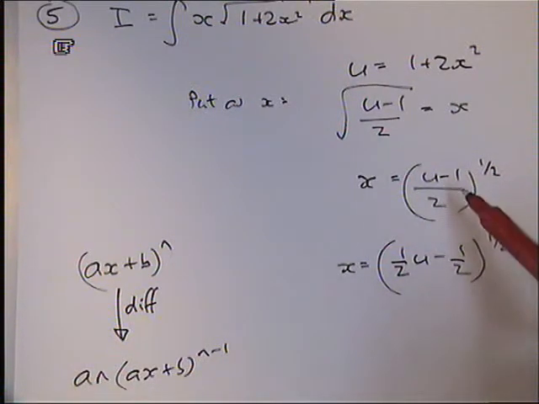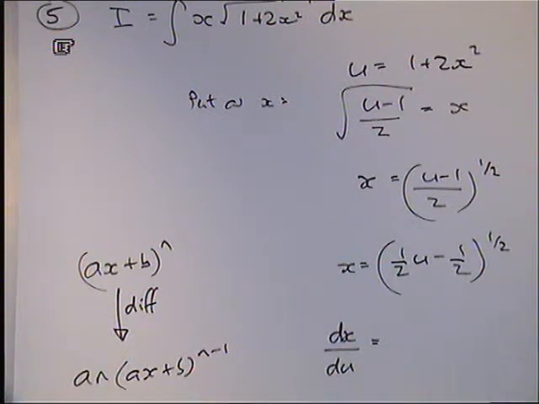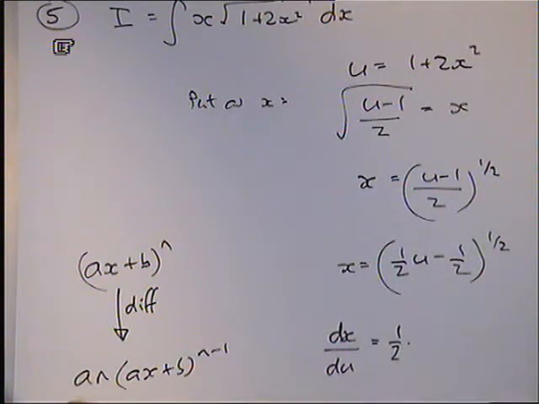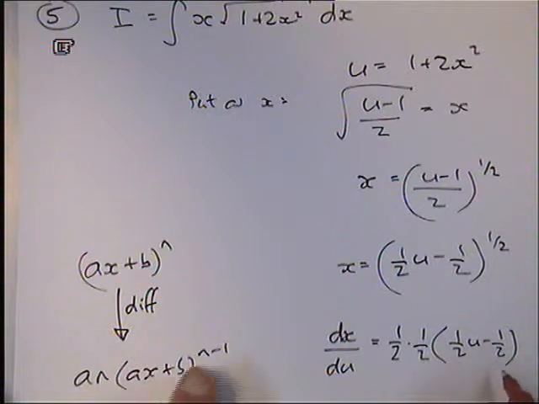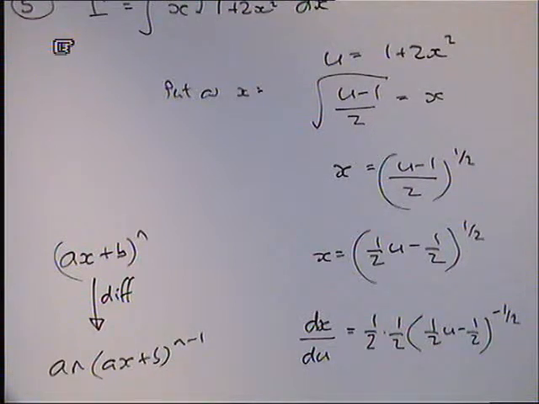So rewriting this to make it fit that rule, we should now, hopefully fairly straightforwardly, be able to come up with dx du. What will my a be over here? Half, yeah, it's that thing there in front of the u, so half. What is n? Yeah, it's that power up there, that's a half. Then you have the bracket written down. And then you take 1 off that power up there. Okay? So we differentiate it and we get that.